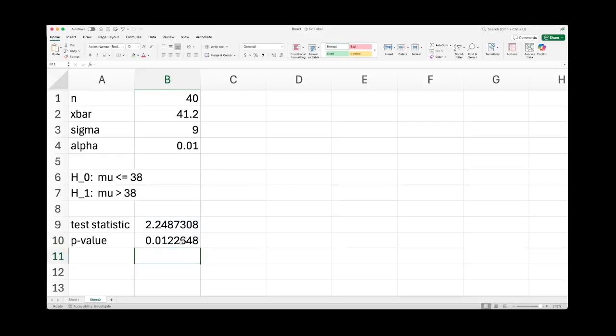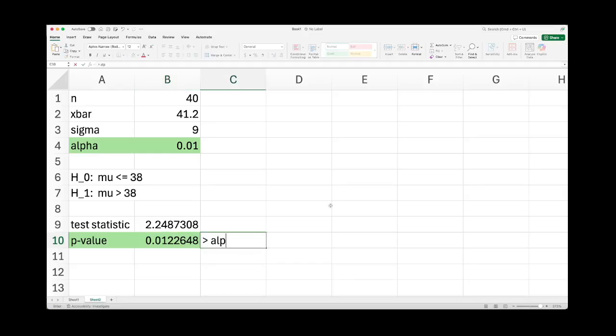Okay, so our p-value is about 0.01. We want to compare that to our alpha, to see if our p-value is bigger or smaller than alpha. It looks like that p-value is a little bit bigger than alpha. It's a little bit bigger than just 0.01. So this is bigger than our alpha. And when our p-value is bigger than or equal to alpha, that means that we fail to reject the null hypothesis. That means that our test statistic is not in the rejection region.